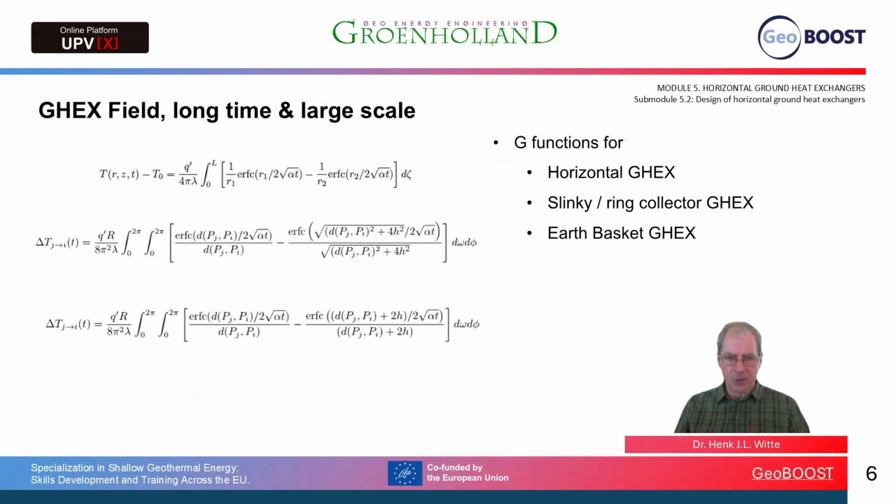So, the horizontal ground heat exchanger G function for slinky and ring collector ground heat exchangers, and the spiral earth basket heat exchanger. Essentially, what we do is to extend the one-dimensional or two-dimensional vertical borehole heat exchanger model to two dimensions for the slinky ring collector heat exchanger, and to three dimensions for the earth basket ground heat exchanger.